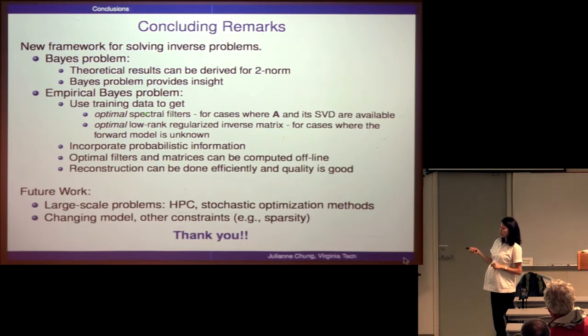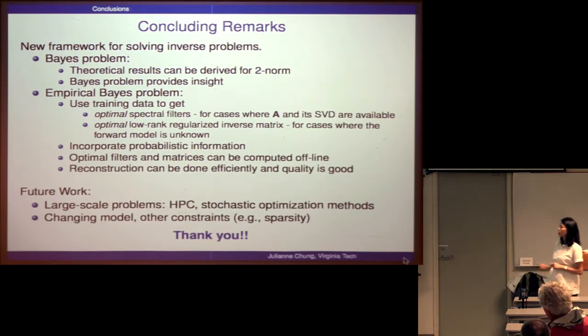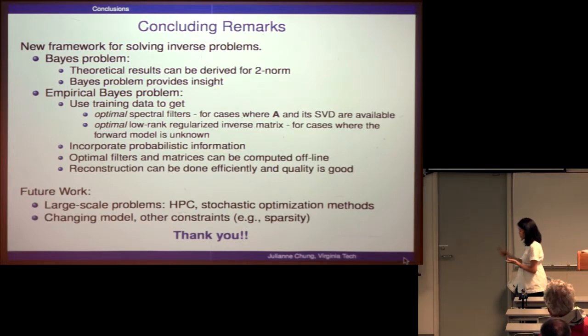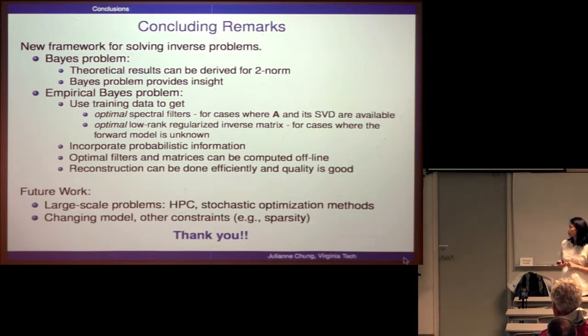We use either training data or realizations using a Monte Carlo approach, and we can compute optimal spectral filters for when we know A and we know its SVD. But if we don't know A at all, then we should use the second approach, where we look for the optimal low-rank regularized inverse matrix. All of these optimal filters or optimal matrices can be computed offline, which makes the reconstruction more efficient. And we're able to incorporate some probabilistic information in this framework.